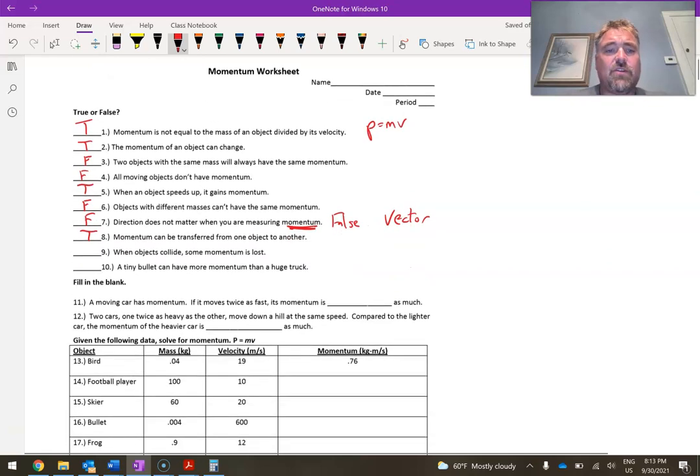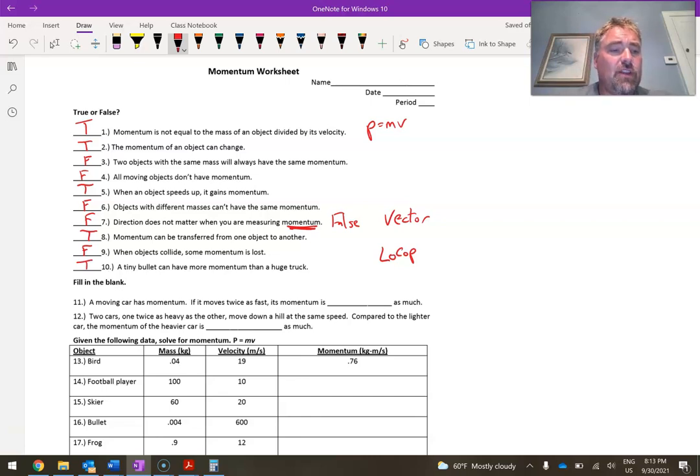Now, number 9: when objects collide, some momentum is lost. In the absence of outside forces, which is what we will deal with, this is false. We have a law of conservation of momentum, which we'll talk about later, very similar to the law of conservation of energy. So in the absence of outside forces, no momentum is lost. A tiny bullet can have more momentum than a huge truck, and that is true. Again, it's all dependent on velocity as well.